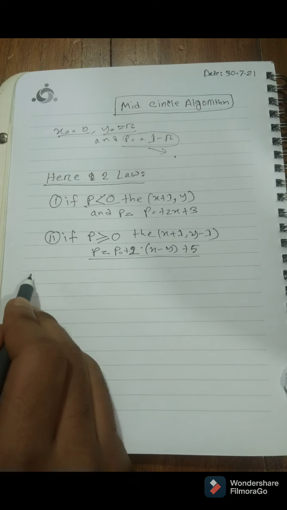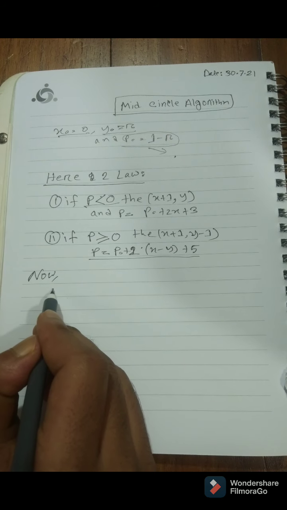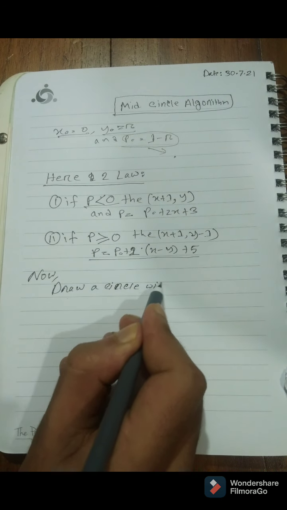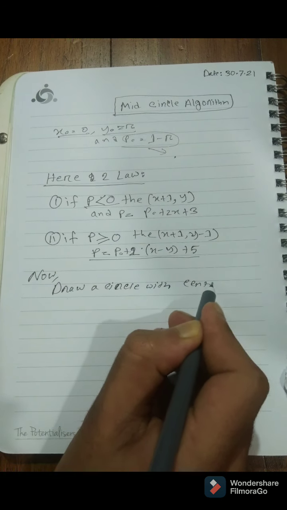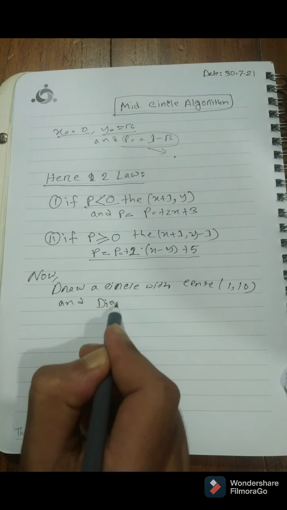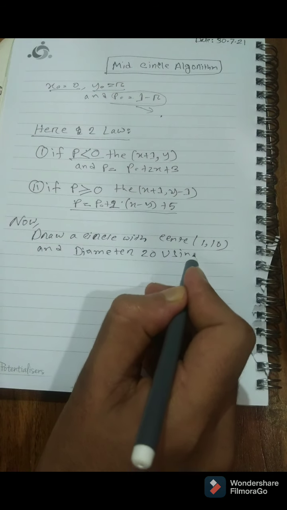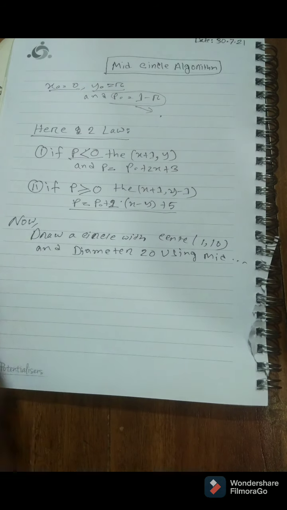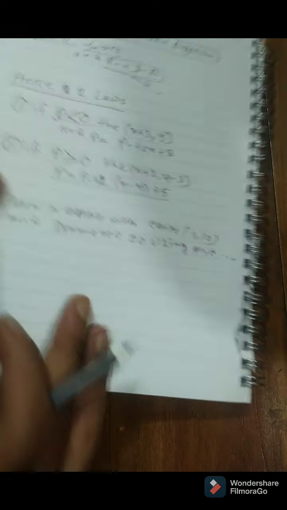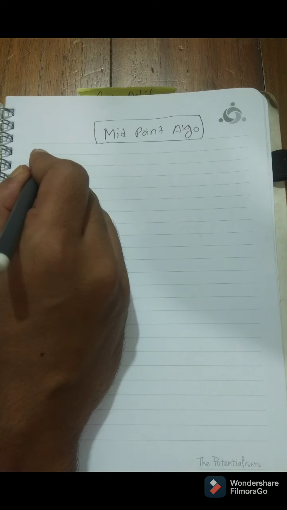So now I want to go directly to my question, and the question is: draw a circle with center 1 comma 10, and a diameter of 20, using the midpoint algorithm. Okay, this is our question. Next page.